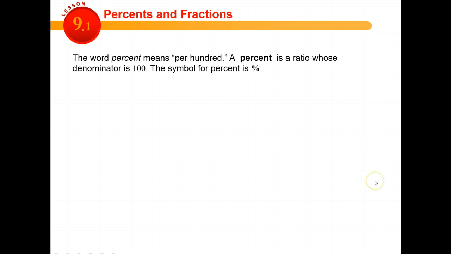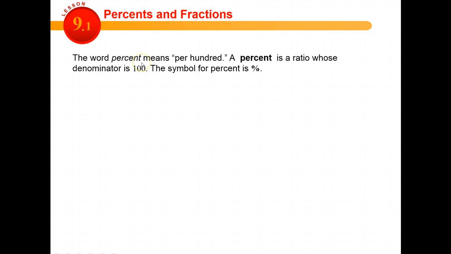Percents and fractions. Fractions and percents go hand in hand. The word percent actually means per hundred. If you break this down, per means for each, right? Remember we used that idea of per for unit rates, something like miles per hour. But this is percent. So it's for each hundred. Per hundred. So for each hundred, you can think of cent as in pennies.